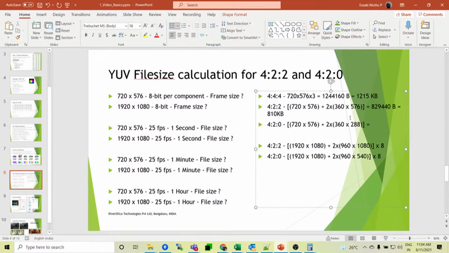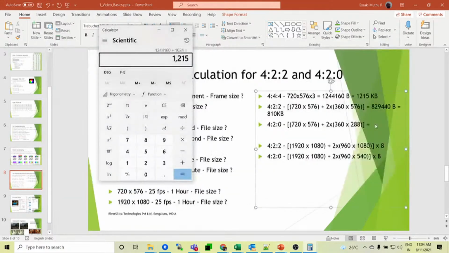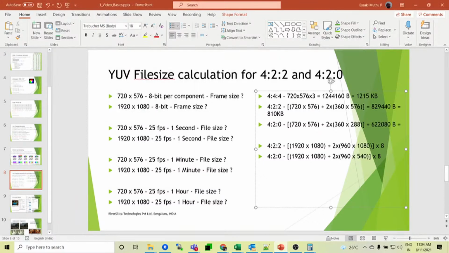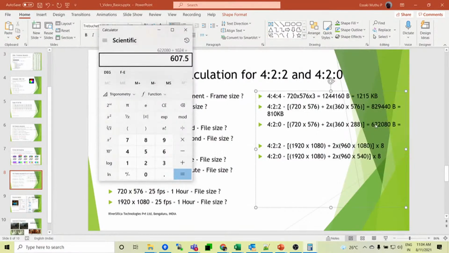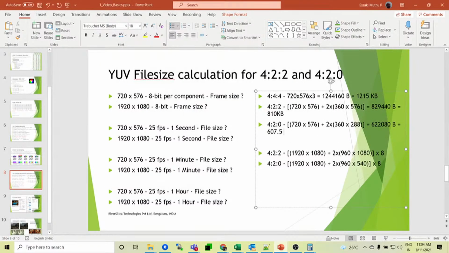So the value is 720 into 576 plus 2 into open bracket 360 into 288 close bracket will give me this value, that is these many bytes, which is equal to 607 kilobyte. Now see, I just want to tell you one thing, what is the ratio?